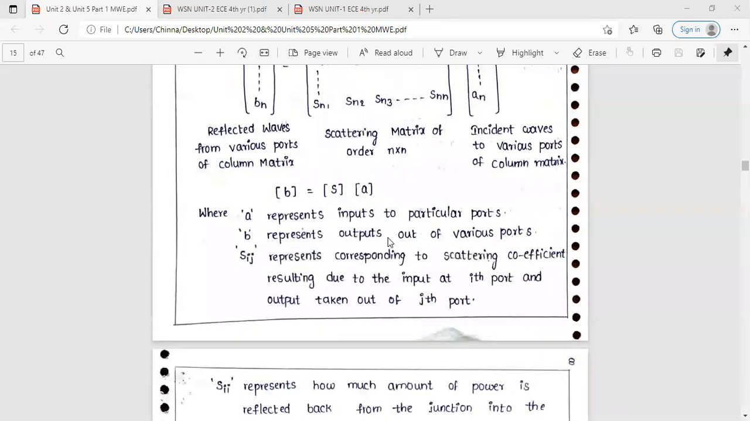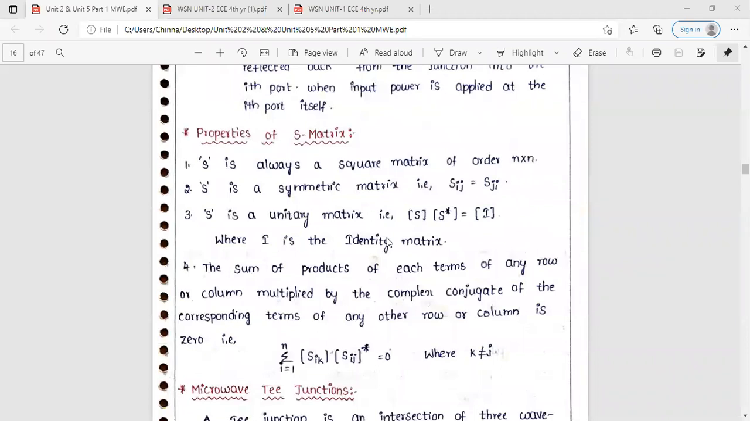Okay. So properties of the S matrix. We have some properties. The S matrix will be present like this only. So there are some rules for the S matrix. So first one, already we know that S, the scattering matrix, is always a square matrix of order n by n. So మనం ఇది already discuss చేసాం. Always it will be a square matrix only.